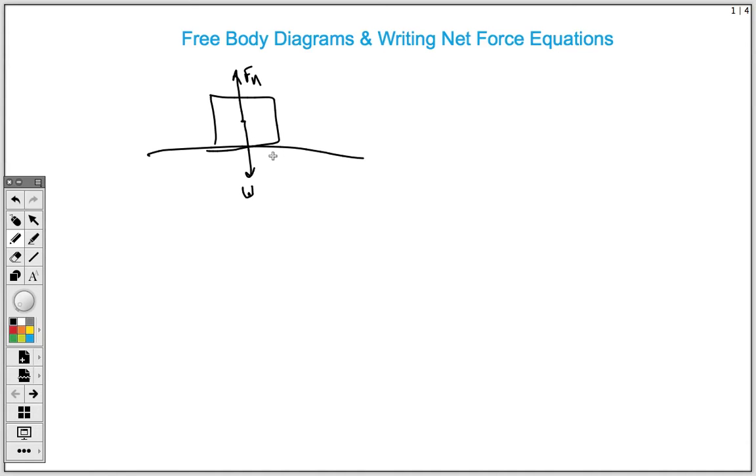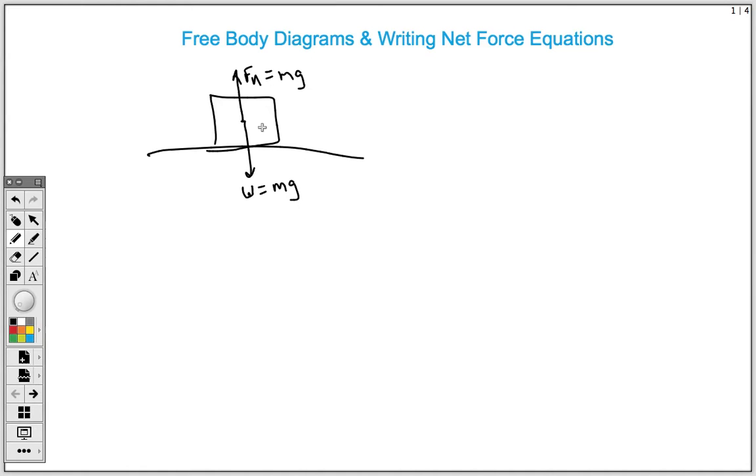One key idea as you draw these free body diagrams: if you know the equation of that vector, like we know that the weight is the mass times the gravity, it's always important to write an equation to go along with your vector. According to Newton's third law, these forces would be equal and opposite, so our normal force would also equal the mass times gravity.